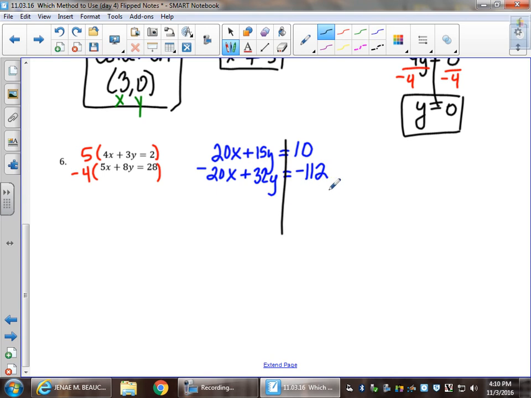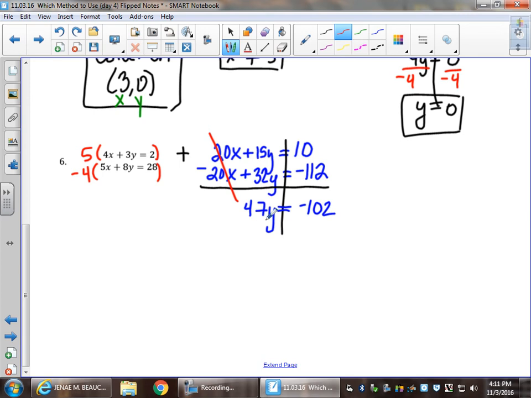Line down the equal sign. Let's see what happens when we linearly combine these. 20x and a negative 20x, those are now inverses. Yay, I have inverses. These are gone. Equals 0. And now I have 15y plus 32y. 5 plus 2 is 7. 1 plus 3 is 4. So I have 47y equals, what is 10 minus 112? Go ahead and get your calculators if you need to. 10 minus 112 is negative 102.